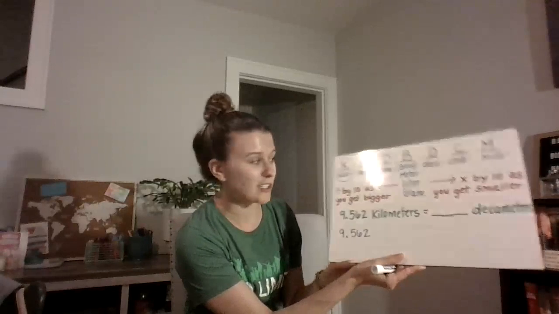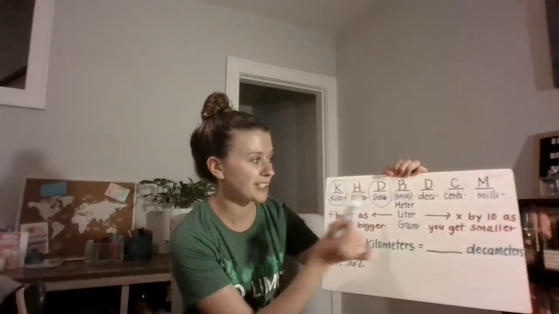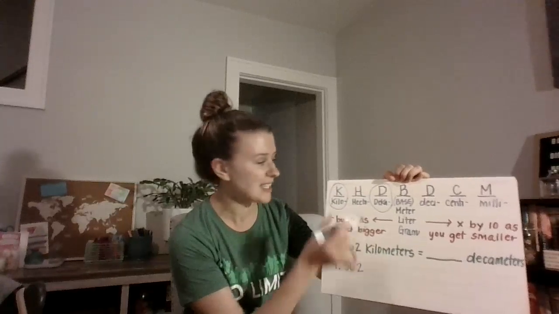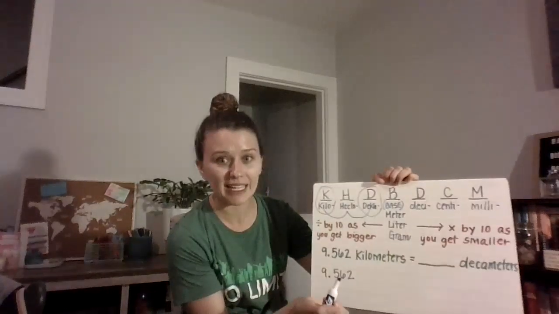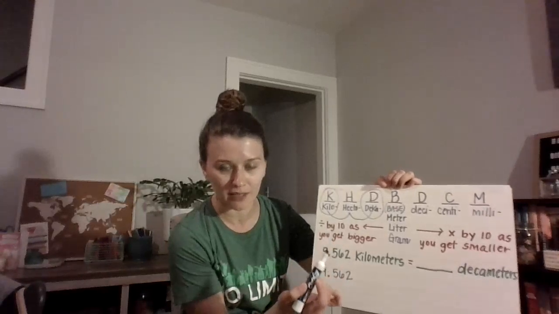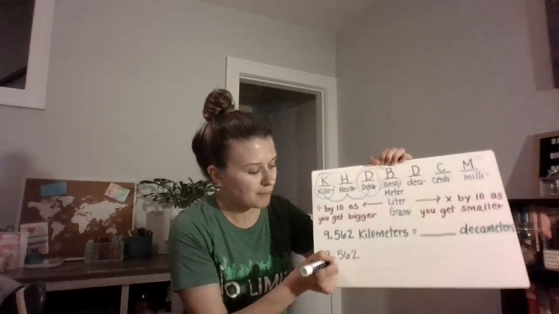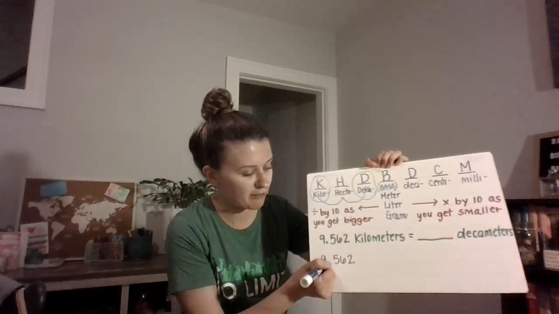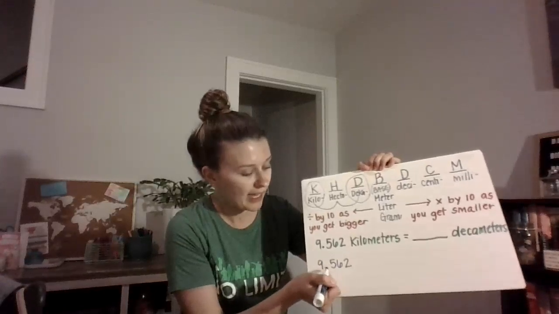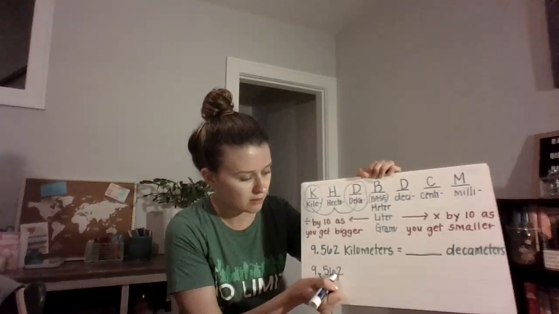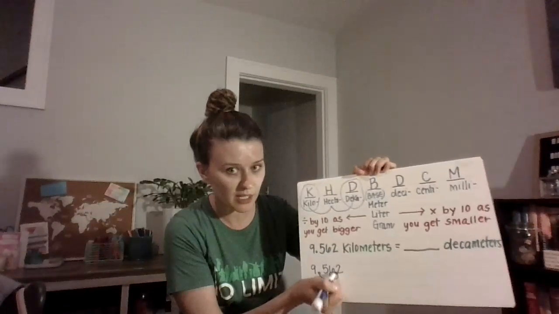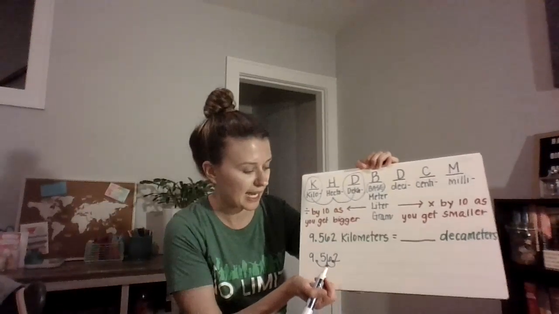So all I'm going to do is, because I noticed that to go from kilometers to decameters, I'm moving 2 spots on my King Henry died by drinking chocolate milk chart, I'm going to take the decimal point of my original number and I'm going to move it 2 spots to the right. So here's where my decimal point is now.